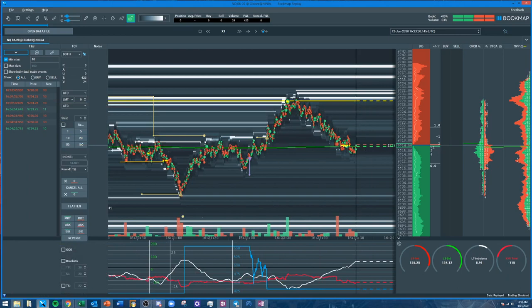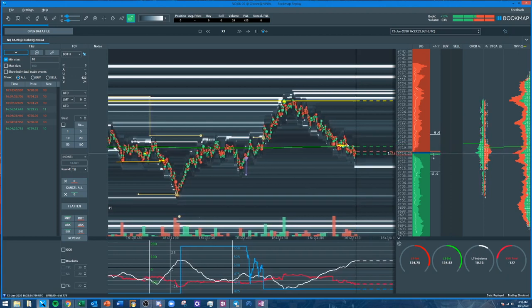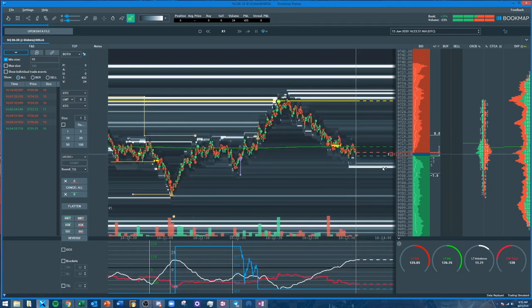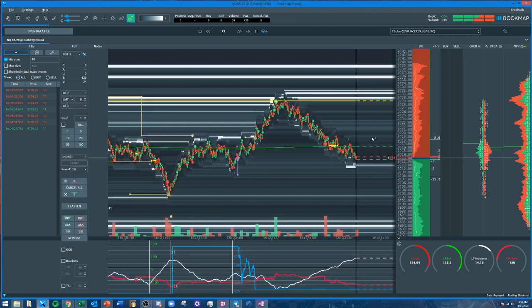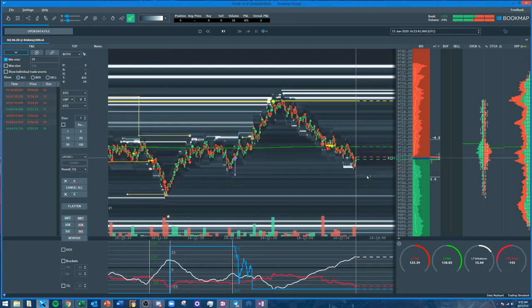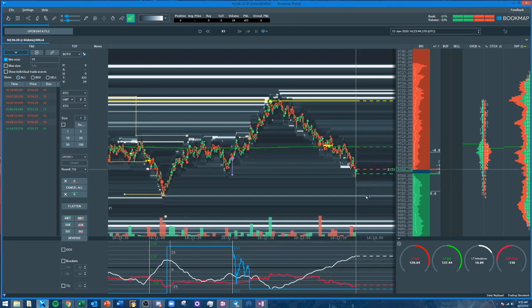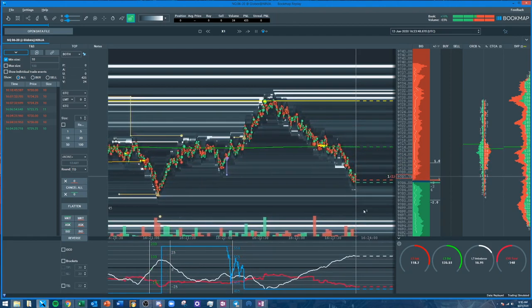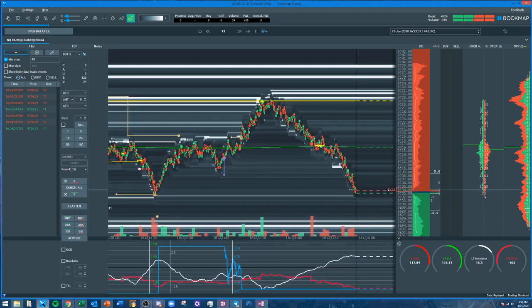Okay, so again, we're hitting this high volume node right here, and we can see we do have an imbalance to the long side. Delta is still in the red, so the sellers are still active. Okay, buyers are adding into their positions here. Oh, sellers are sweeping the book. Got it. So now we're going to test this high volume node down here, and we'll look for a bounce at that level.